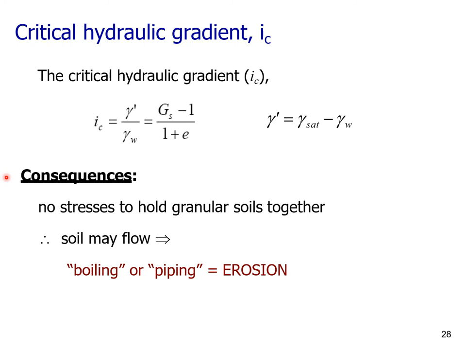So consequences: when the soil has attained the critical hydraulic gradient, it means no stresses to hold granular soils together and soil may flow. And in that case, you can use the term boiling or piping, that is basically portraying the erosion.